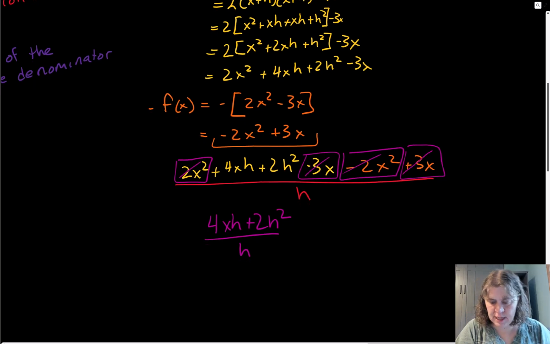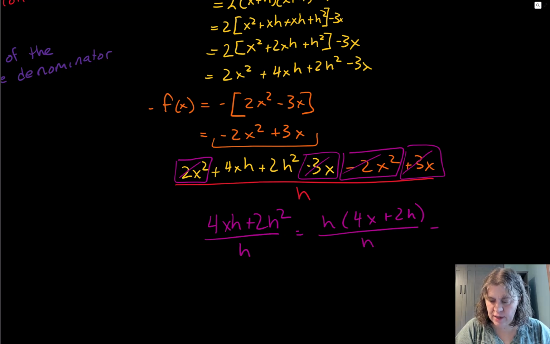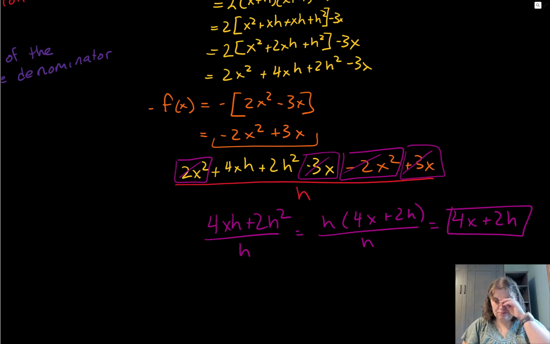Nice. Factor the h out. We've got 4x plus 2h. Divide by h. And that's going to give me 4x plus 2h. Okay, not bad. We got our difference quotient. We got that guy set up, and we're good to go. We're golden. And that is it.